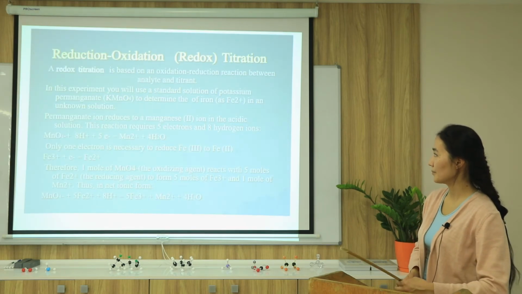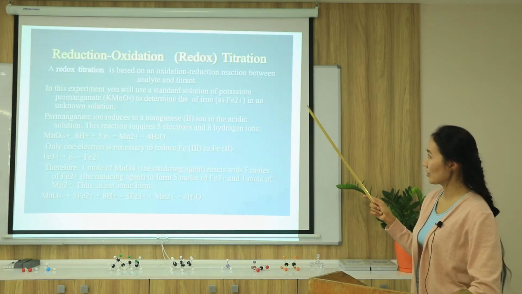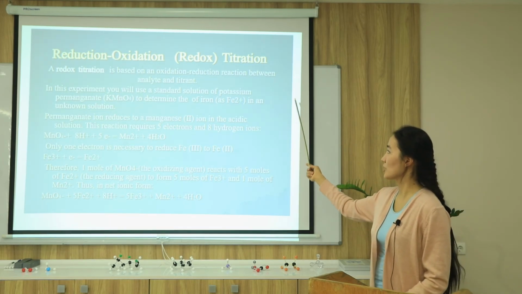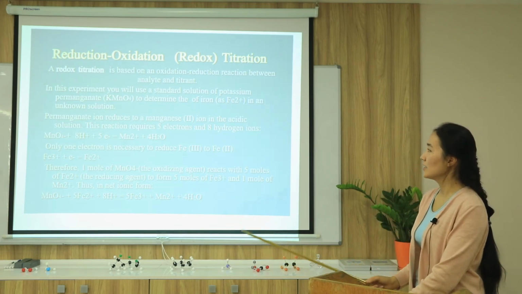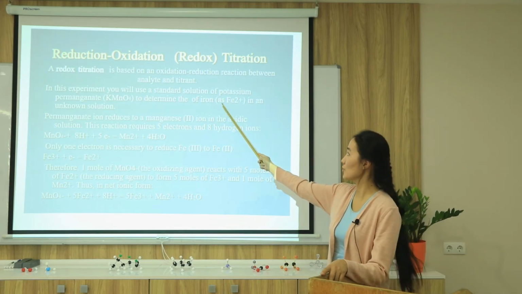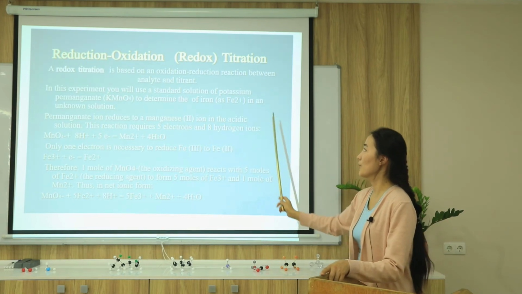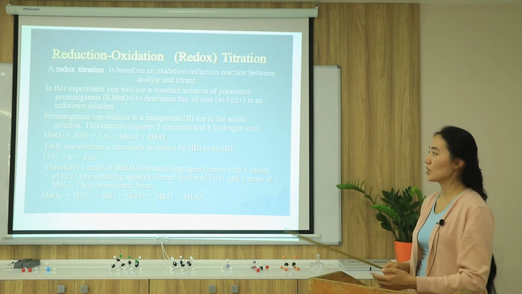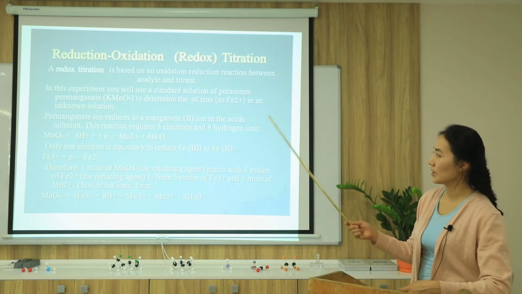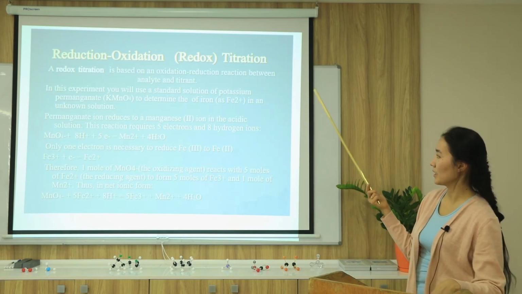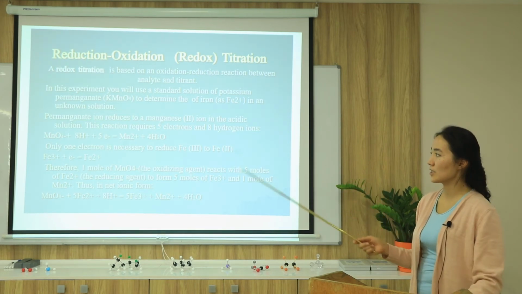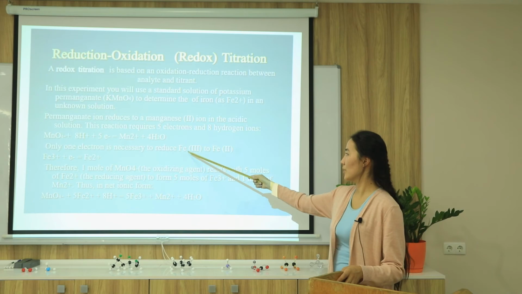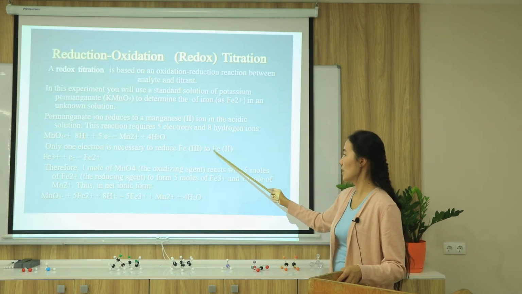So next, the third type of titration is reduction oxidation. It is based on the oxidation reduction reaction between analyte and titrant. Here we use a standard solution of potassium permanganate to determine iron 2+ ion in an unknown solution. Here you can see that permanganate ion is reduced to manganese 2+ ion in acidic solution, and only one electron is necessary to reduce iron 3+ to iron 2+.